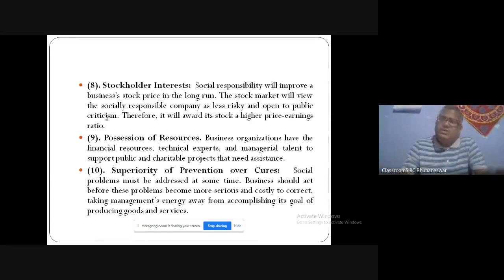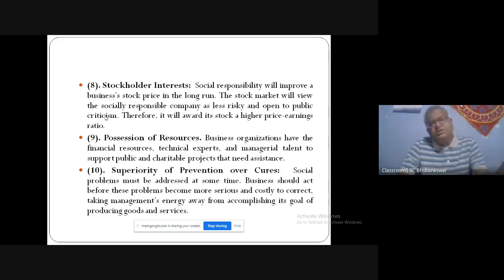How the resources will be changed: through financial resources, through technical experts, through managerial talent or support, and through a different charitable objective. In this connection the business can take more corrective action, taken into account for accomplishing the achievement of a particular goal.